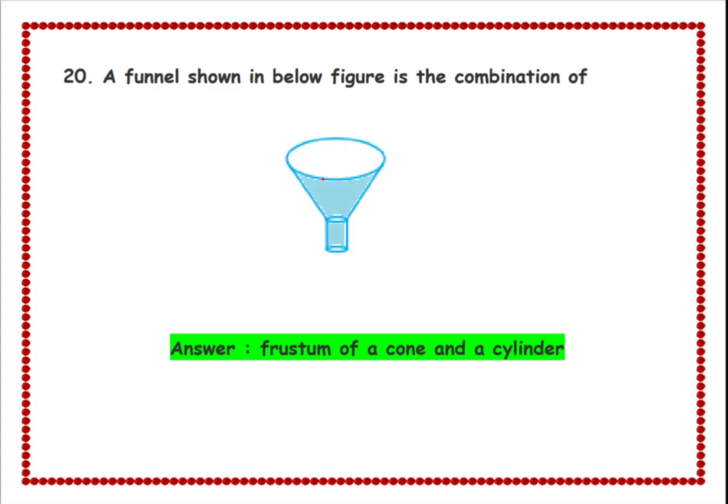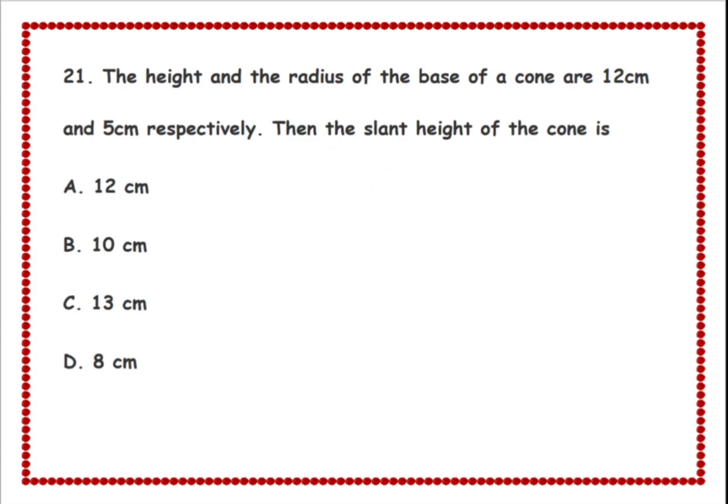Moving to question number 20, a repeated question which has been asked in the model paper. A funnel shown in the given figure is a combination of a frustum and a cylinder. A funnel is a combination of a frustum of a cone and a cylinder. Do observe the figure and you can tell directly. Now moving to question number 21.